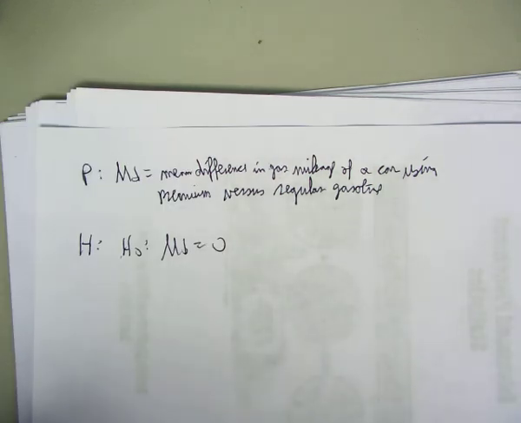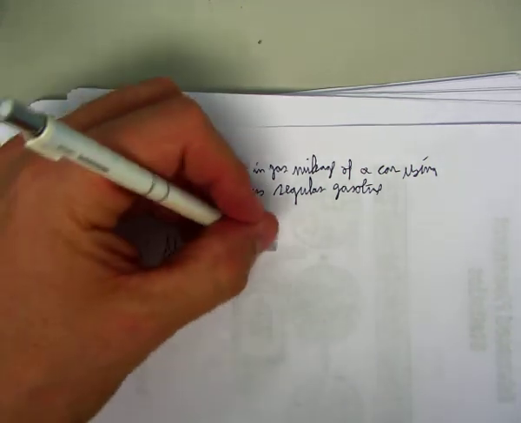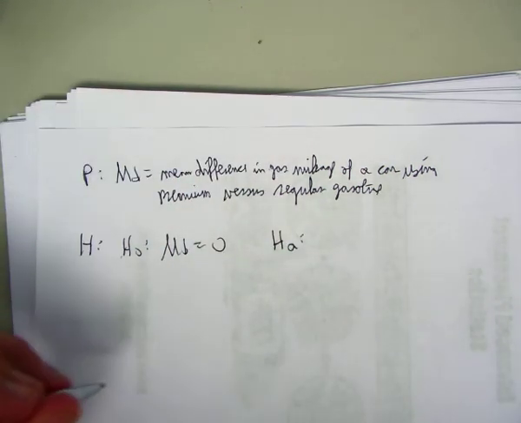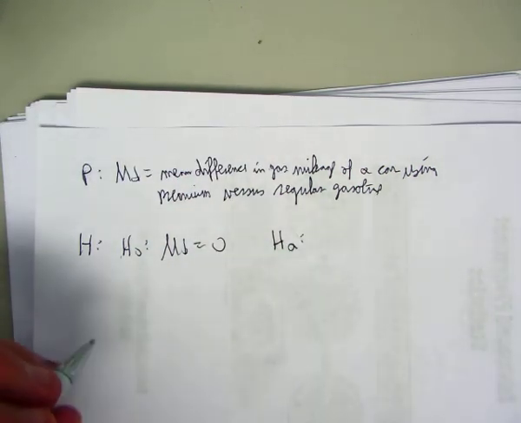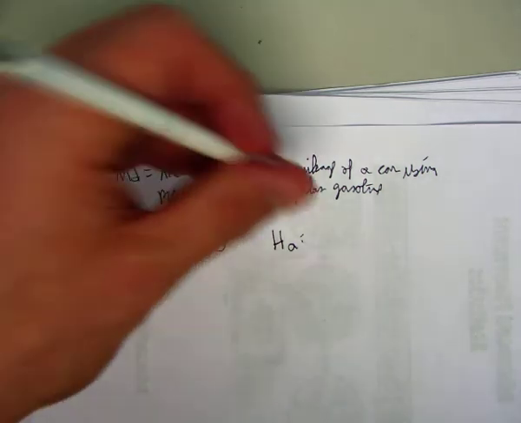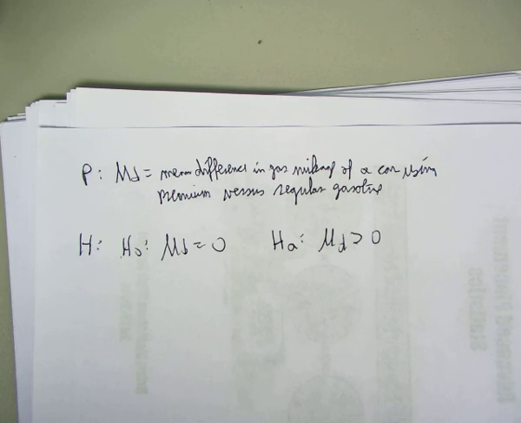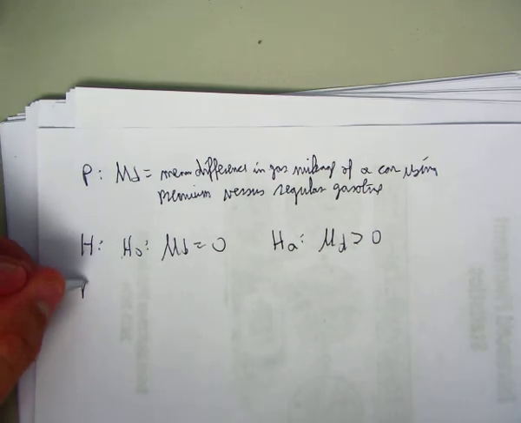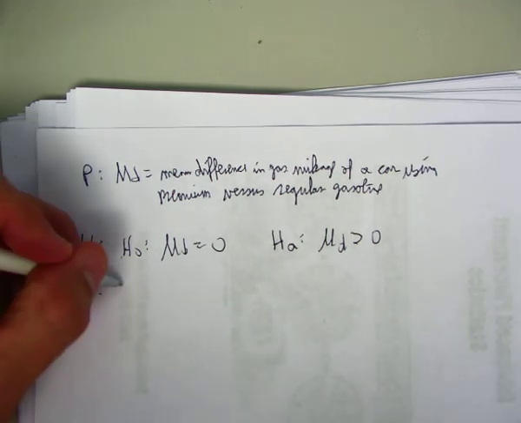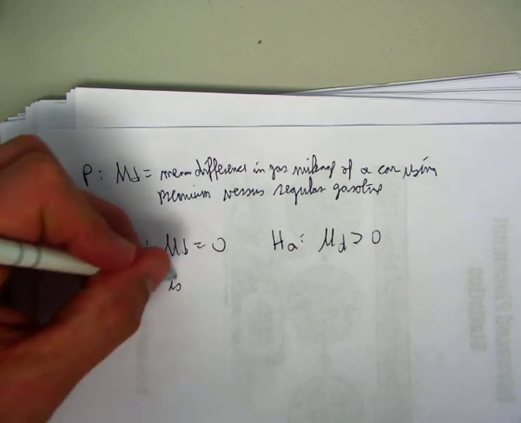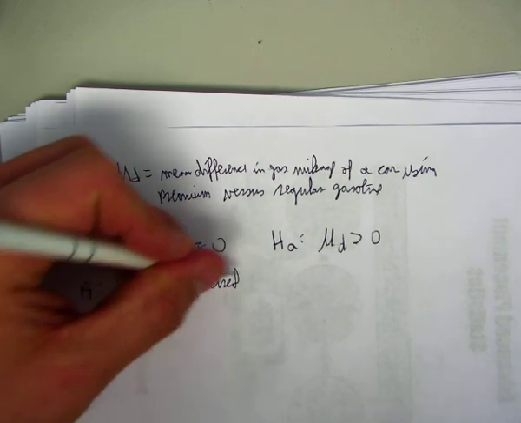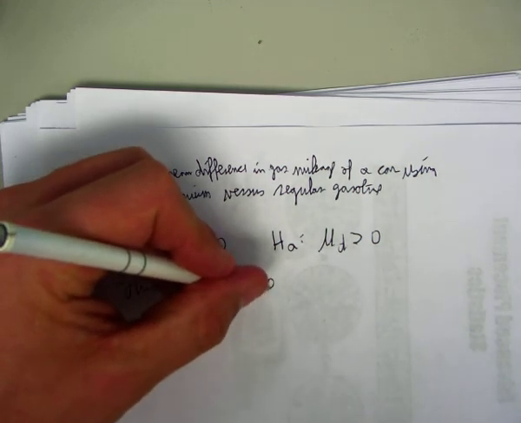Now, here's what I want to happen. I want to see when I use premium gasoline, I want the gas mileage to increase. Okay, so I expect the gas mileage to increase. So I expect it to go up. Okay, and then the assumptions and conditions. Well, this is paired data because each car is doing both. This is a paired test.